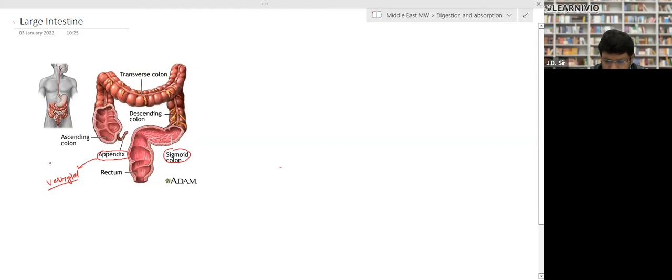Please note it down. Large intestine is about 1.5 meter long and divisible into three parts: cecum, colon, and rectum.